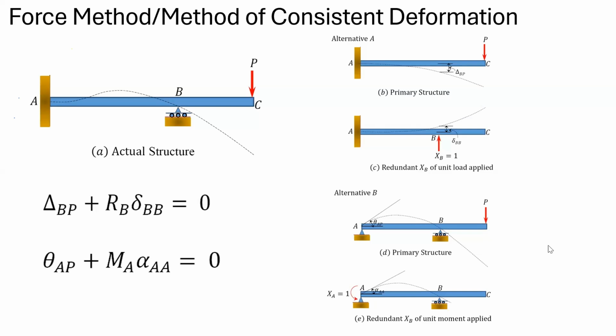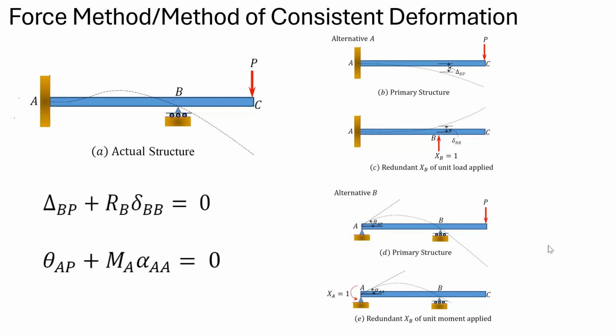If we remove that redundant, then there will be two unknowns and two equations. The structure will be a determinate structure. That is the first alternative. The second alternative is the reactive moment at A as the redundant. If I remove that, then there will be two support reactions A and B and two equilibrium equations. So the structure is again a determinate structure, right? So the first alternative we will work on. I am going to remove the redundant at B, right?